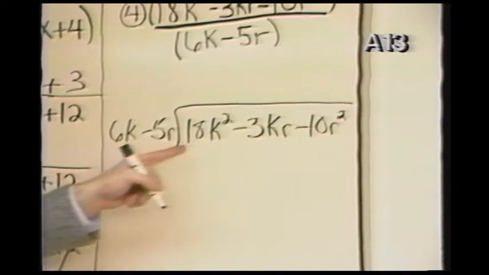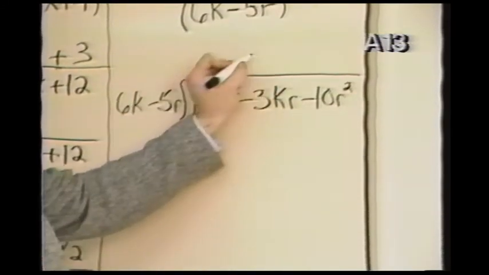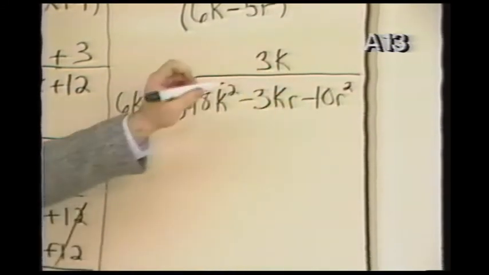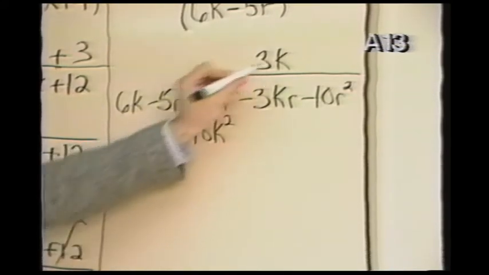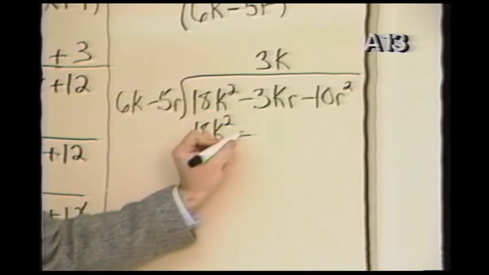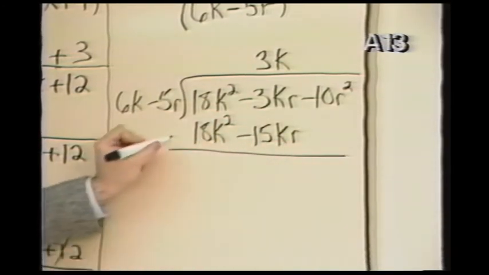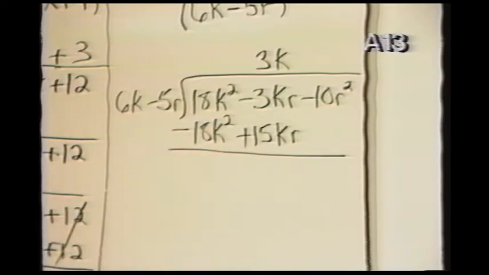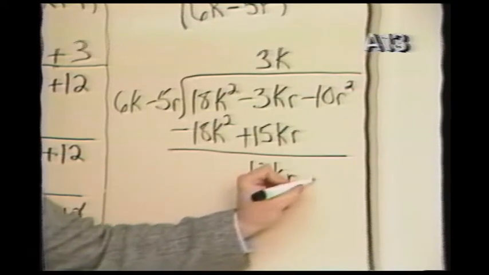What times 6k is 18k squared? The answer, 3k. 3k times 6k, 18k squared. 3k times minus 5r is minus 15kr. Draw the line, change the sign, and add. I get 12kr minus 10r squared.